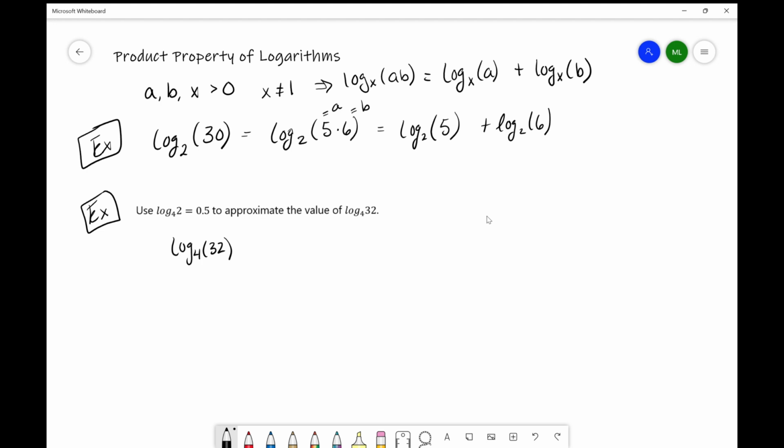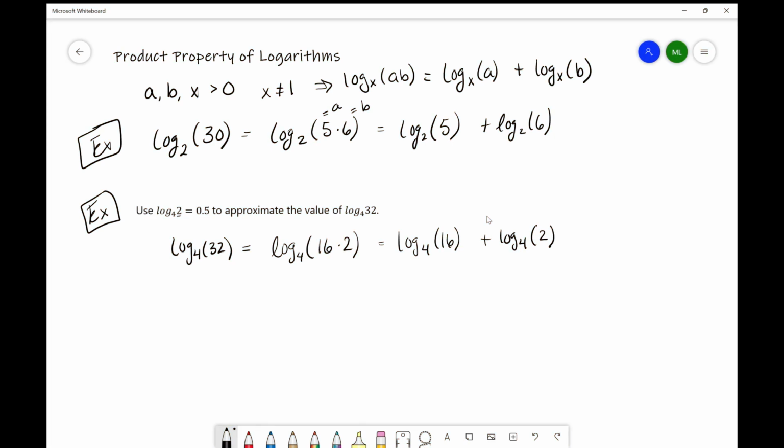For log base 4 of 32, find 2 factors of 32 that work. It would be best to have something with a 2 in it, because when I split this I want log base 4 of 2, and then I can say it's 0.5. So I can say 2 times 16. I can say log base 4 of 16 times 2, because 16 times 2 is equal to 32. And now I can split this into log base 4 of 16 plus log base 4 of 2.